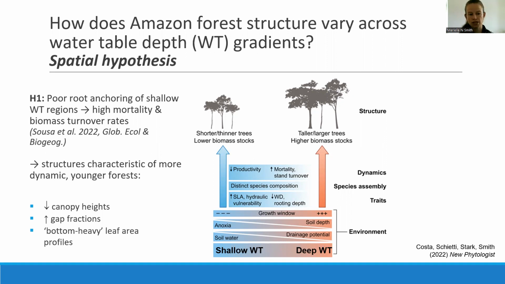And with these higher, more dynamic forests, they're going to have structures that are more characteristic of younger, early successional dynamic forests. And so some of those structural characteristics that we'll expect to see will be lower canopy heights, higher gap fractions, and more bottom-heavy leaf area profiles, by which I mean the leaf area will be concentrated towards the lower canopy heights.